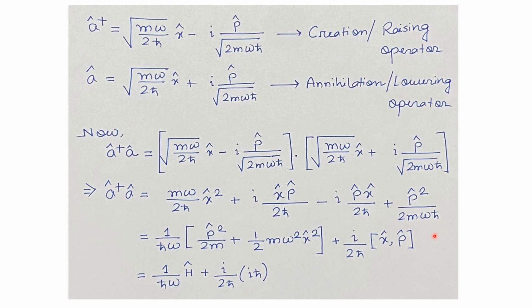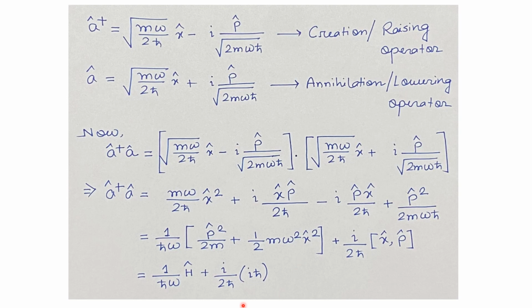Now we'll rearrange the terms. So we'll take the first term and the fourth term together, and it will give 1 by h cut omega times p cap square divided by 2m plus half m omega squared x cap square. And we'll take the second and third term together. It will give i by 2 h cut times x cap p cap minus p cap x cap, which will give the commutator bracket of x cap and p cap. Now if we see carefully, the terms in the parentheses are basically giving the Hamiltonian for our harmonic oscillator problem.